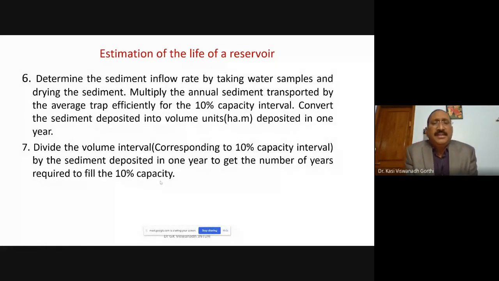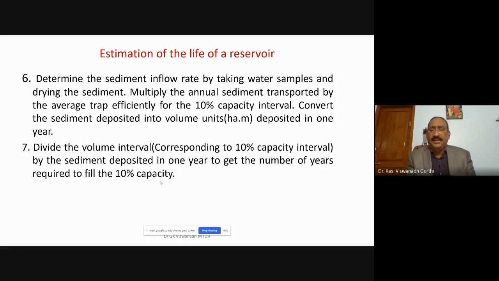Then determine the sediment inflow rate by taking a water sample, drying this sediment, and multiply the annual sediment transported by the average trap efficiency for 10% capacity of the interval. Then convert this sediment deposit into volume units, maybe hectare meters, or million cubic meters deposited in 1 year. Divide this volume interval by the sediment deposited in 1 year, so that you will get the number of years that will be required to fill that 10% capacity of the reservoir with sediment.